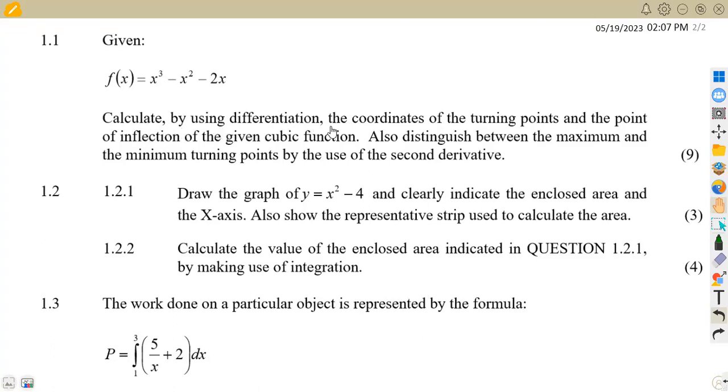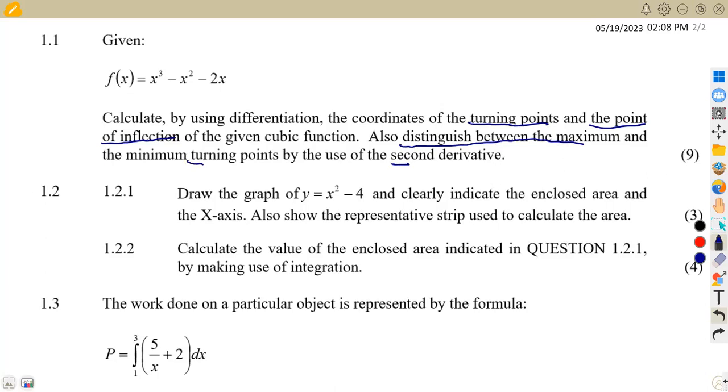Calculate by using differentiation the coordinates of the turning points and the point of inflection of the given cubic function. Also distinguish between the maximum and minimum turning points by the use of the second derivative. All right, so we have a lot of things that we are given here. To calculate by using differentiation the coordinates of the turning points, so here we need the turning points, also the point of inflection of the given cubic function, also to distinguish between the maximum and the minimum turning points by the use of the second derivative.